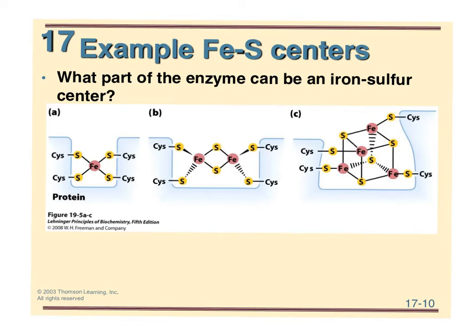A lot of times they're just abbreviated as FeS. Sometimes they get really specific, and they'll say something like Fe4S4, to let you know how many irons and sulfurs are total. But usually, we just call them FeS, for an iron sulfur center, iron sulfur protein.